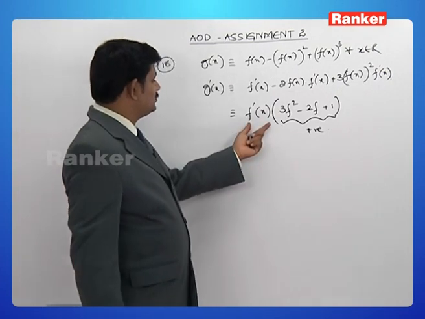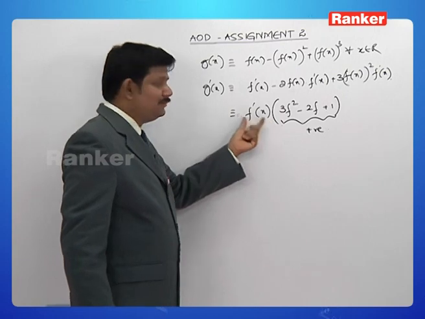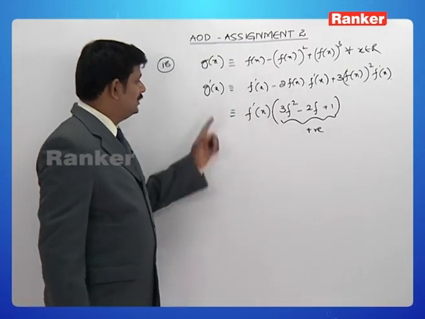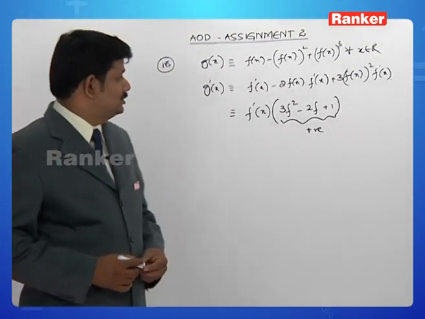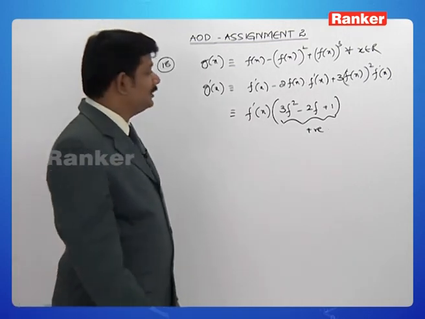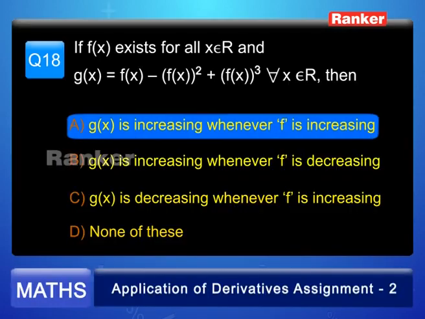Now if f dash x is positive, g dash x would be positive. If f dash x is negative, g dash x is negative. So if the function f of x is increasing, then g of x will be increasing, and if f of x is decreasing, g of x will be decreasing. So among the available options, it is g of x is increasing whenever f of x is increasing. Option A.